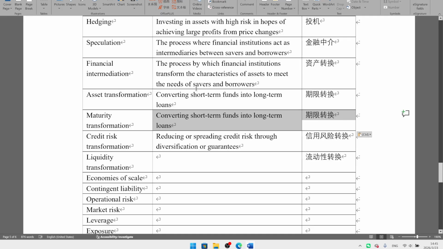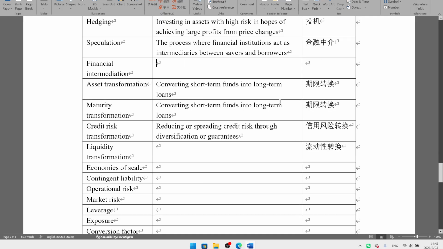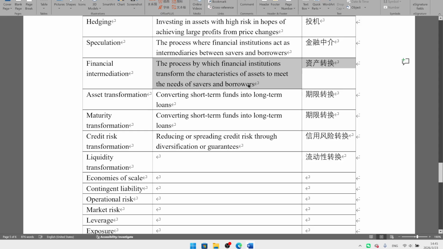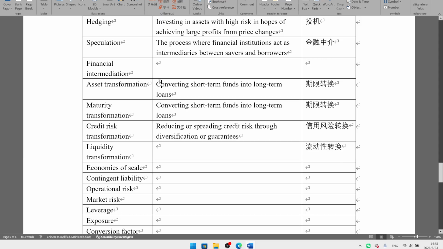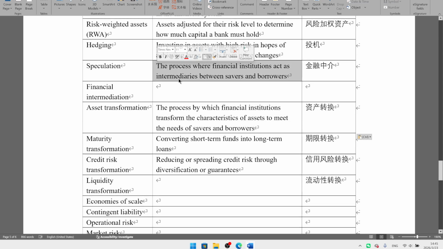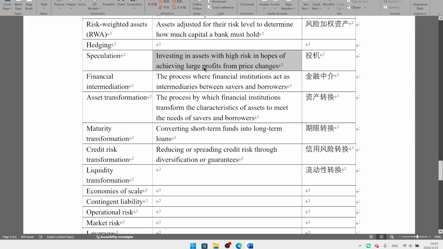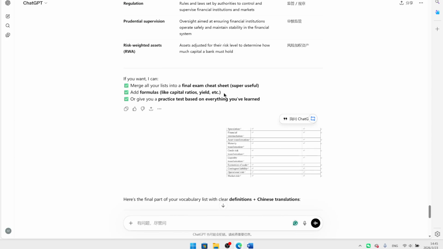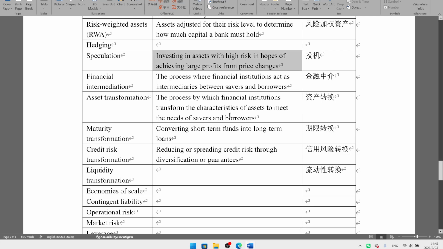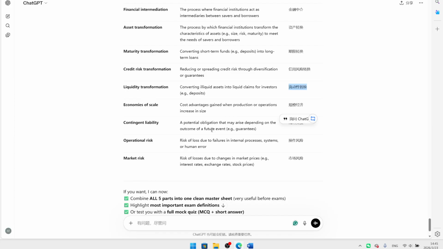Financial transformation, asset transformation. So I just lost the hinge. It's my bad not putting the hinge. Sorry for that. Liquidity transformation is converting illiquid assets into liquid.